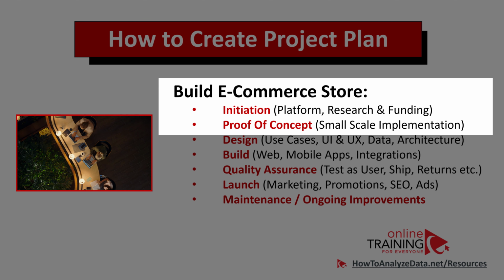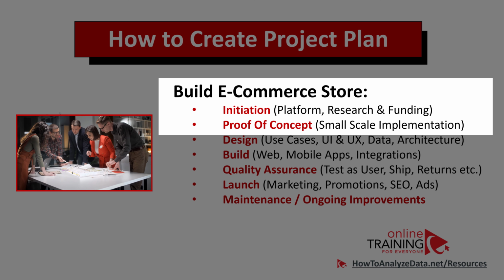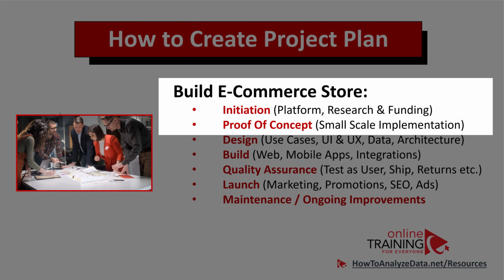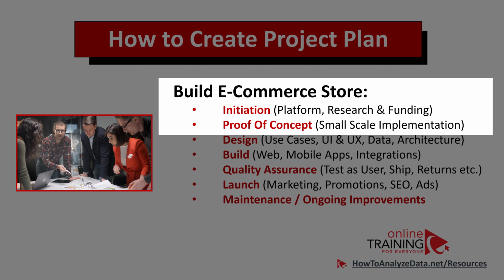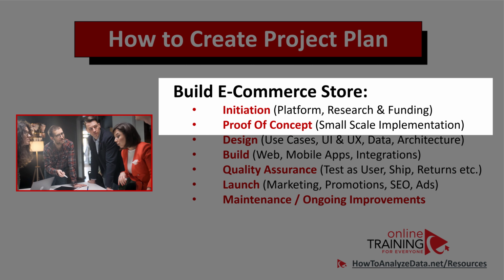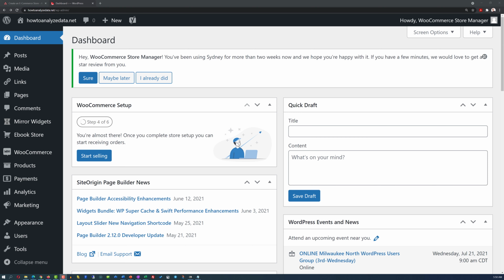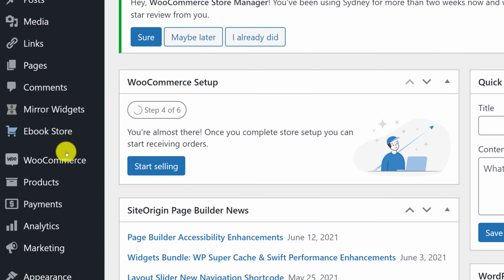During the proof of concept phase, you do a small-scale implementation. For example, if you were to build an e-commerce store, you would try to go live with a small store, maybe selling instead of 100 products, just 10 products, or maybe selling the full scale of products, but presenting it to a smaller list of customers. For example, I'm in WordPress right now, and I have access to the WooCommerce plugin.